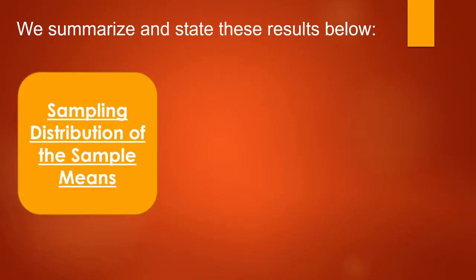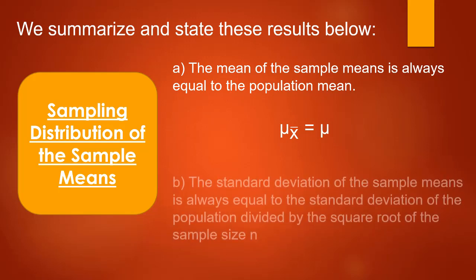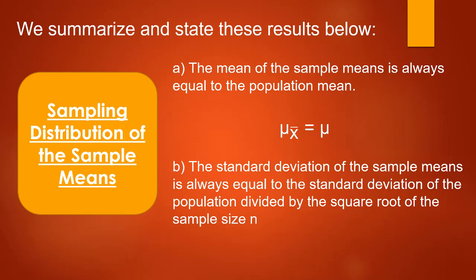in what's called the sampling distribution of sample means. So if we go through a set of data values and we take these repeated samples and we find the mean of the sample means, it's always going to be equal to the population mean. So that means that mu of x bar is always going to equal mu. And then for the standard deviation of the sample means, it's always going to be the standard deviation of the population divided by the square root of the sample size. So sigma of x bar equals sigma divided by the square root of n.